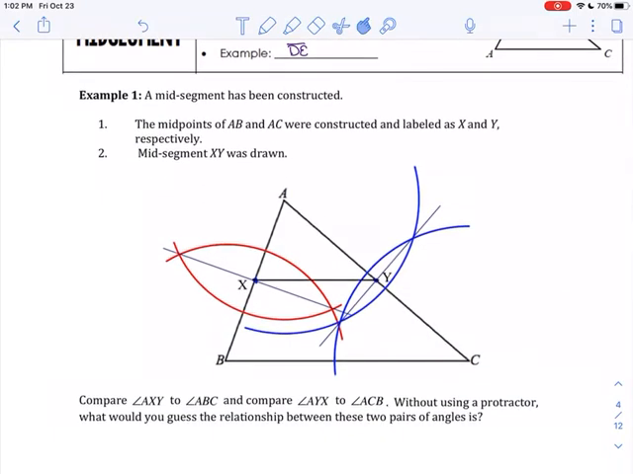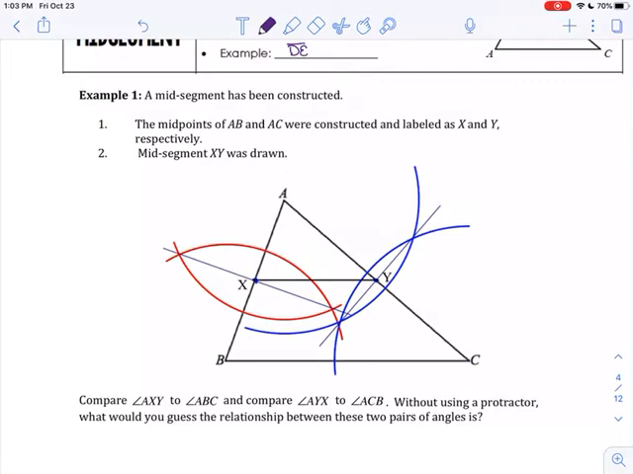Now we're not going to do the construction, but the construction has already been done for us. So let's take a look at it. A midsegment has been constructed. The midpoints of AB and AC were constructed and labeled as X and Y respectively. So all I did is to find the midpoint. The construction is the perpendicular bisector. So remember, I put my compass on B, I opened it up more than halfway, and I drew that red arc. And then I switched it over to point A with the same setting, and I drew that red arc. And where the two arcs intersect, I connected that and I had that line. And then I did the same thing to AC.